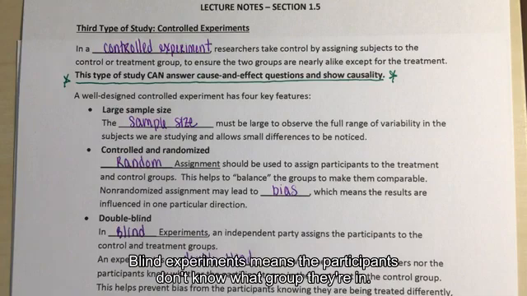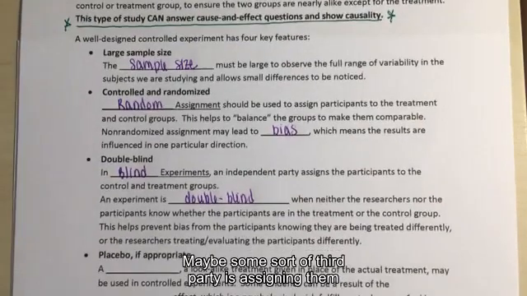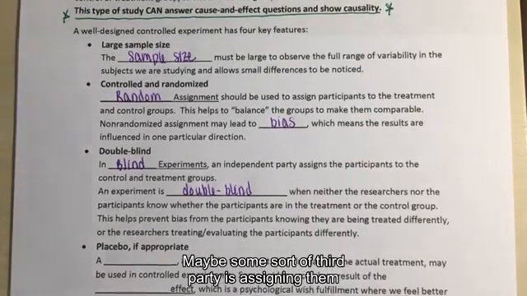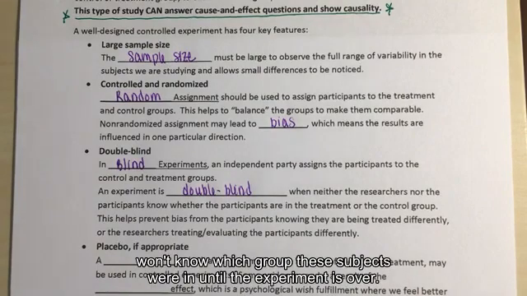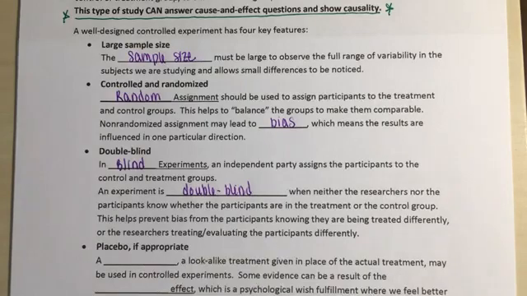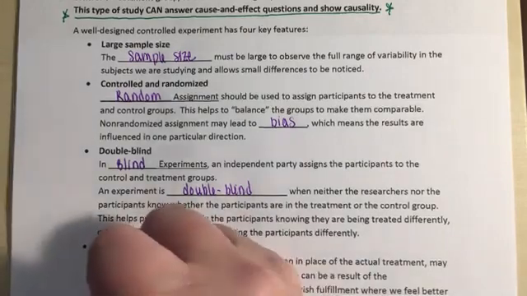So the idea between these two, one we're thinking about blind experiments. Blind experiments means the participants don't know what group they're in. Double blind experiments, neither the participants nor the researchers know what group they're in. Right? So maybe some sort of third party is assigning them to these groups, and the participants and researchers won't know which group these subjects were in until the experiment is over. Right? And then the fourth thing, a placebo, if appropriate.